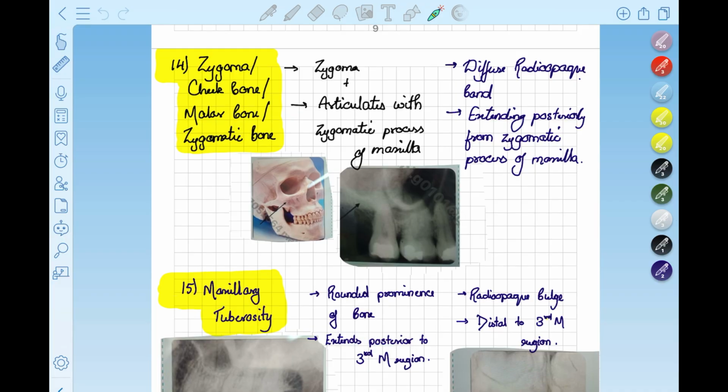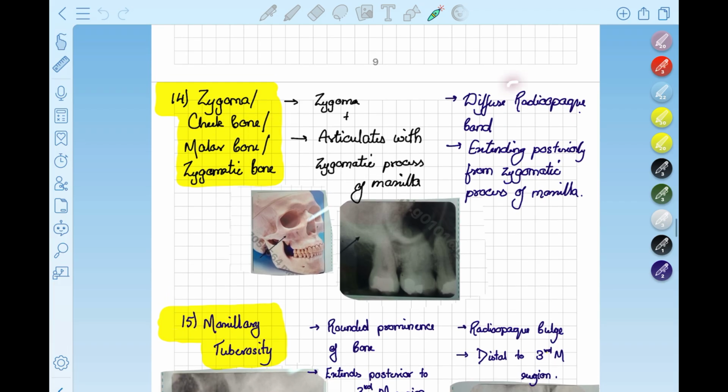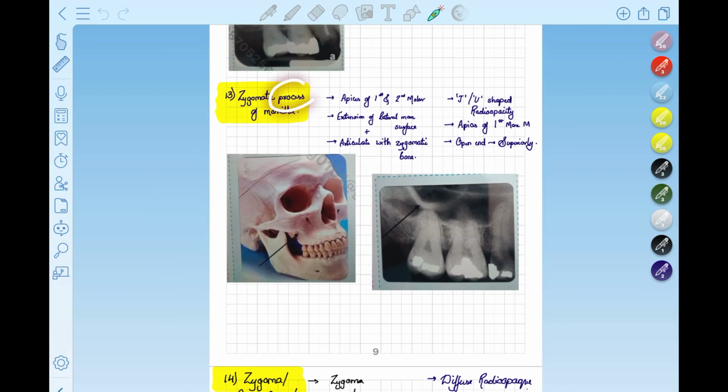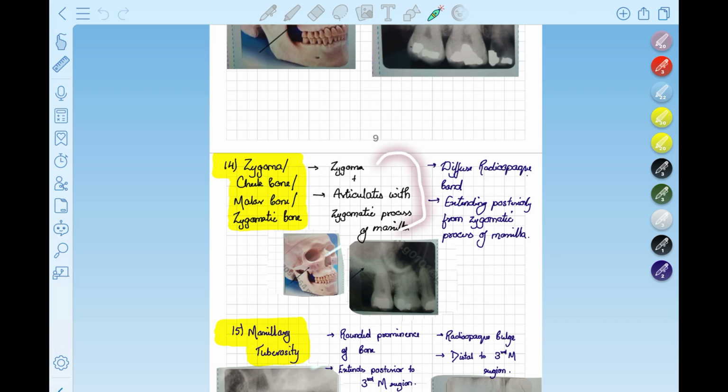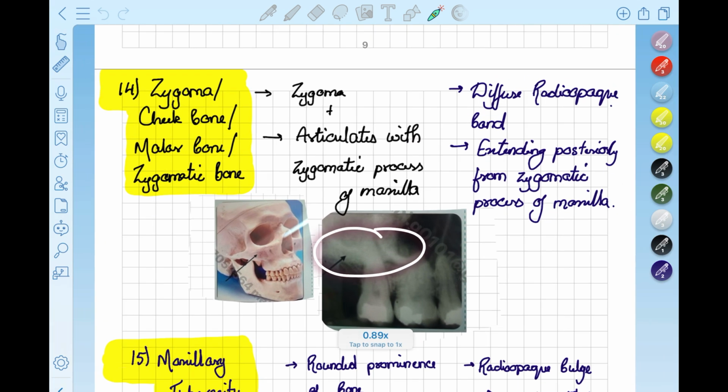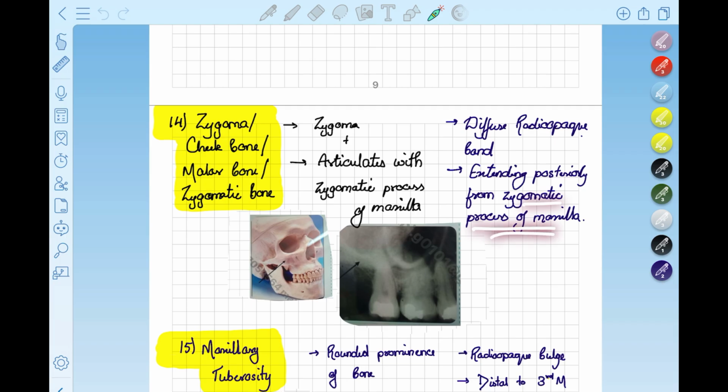Now the next structure is the zygoma, which is our cheekbone, also known as the malar bone or zygomatic bone. As the name suggests, it is bone, so it will appear radiopaque. The zygoma articulates with the zygomatic process of maxilla. As we have seen earlier, this was the zygomatic process, but this is the zygoma. It forms a diffuse radiopaque band, as we can see here, extending posteriorly from the zygomatic process of maxilla.